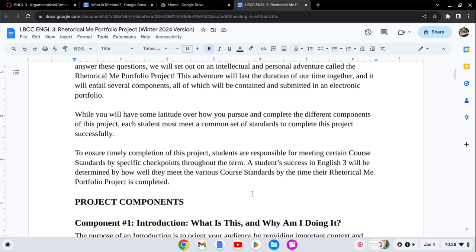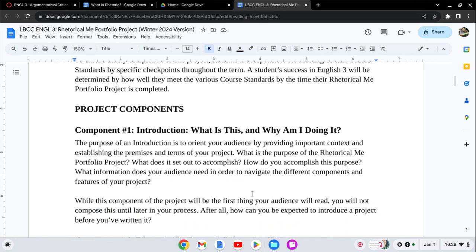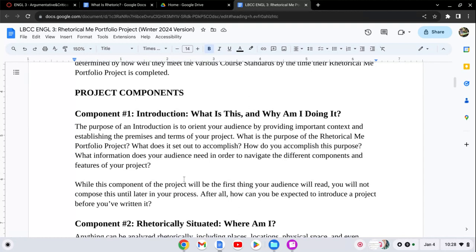So let's jump into the components here. So there are 5 components in total for this project. So think of this as 5 different kind of sections that all together comprise this project as a whole. So component 1 is the introduction to your Rhetorical Me Portfolio Project.